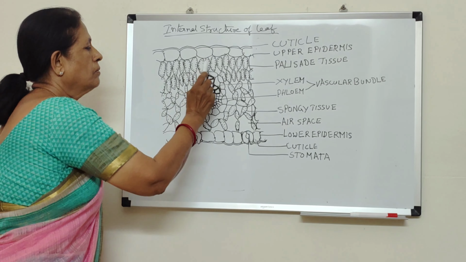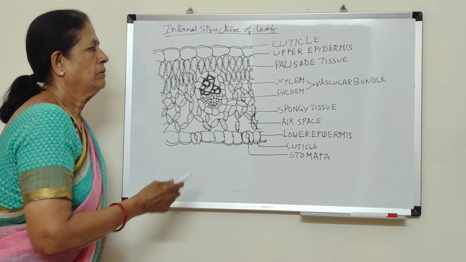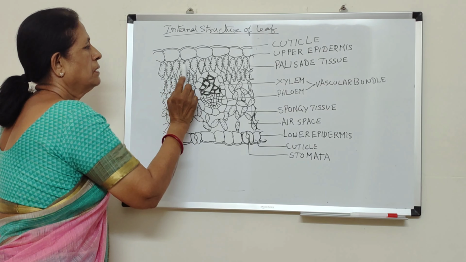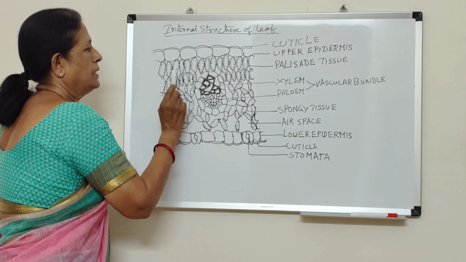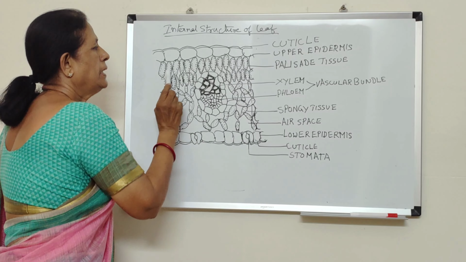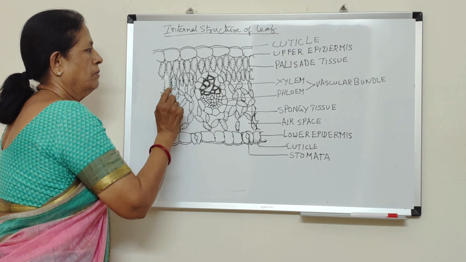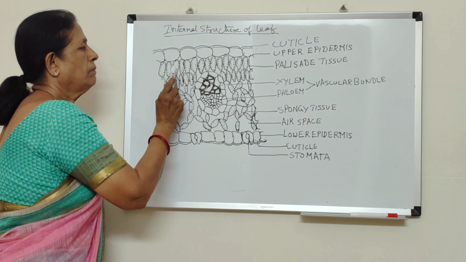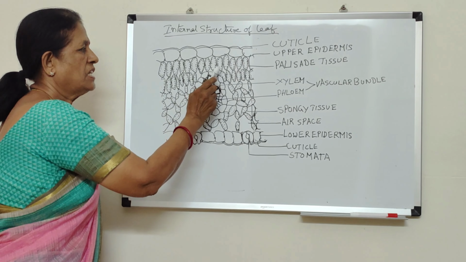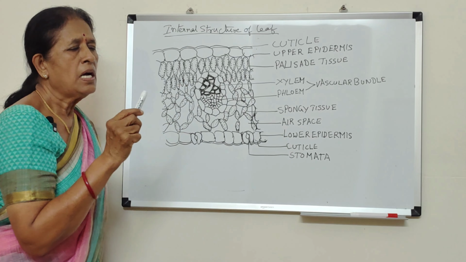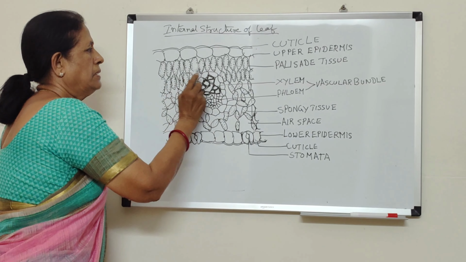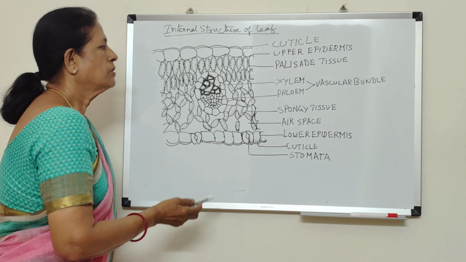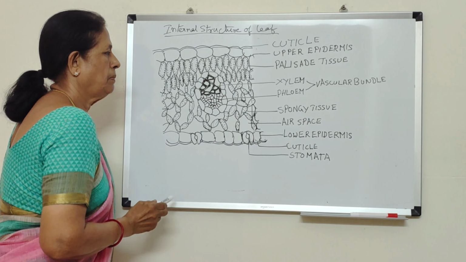Okay, so what are the tissues which are present inside, in between the upper and lower epidermis? First of all, below the upper epidermis there are cells regularly arranged in rows, and they are compactly arranged with little intercellular spaces. That means the space between one cell and another cell is very less. These cells arranged in rows are called the palisade tissue. So palisade tissue is present below the upper epidermis.